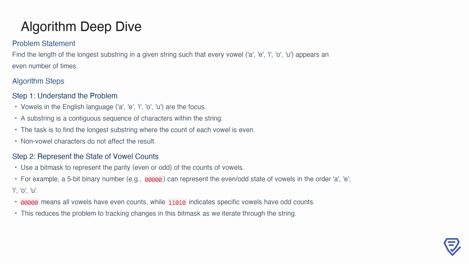Imagine using a 5-bit binary number, where each bit corresponds to one vowel in the order A, E, I, O, U. For instance, the bitmask 00000 indicates that all vowels have even counts, while 11010 would mean that some vowels have odd counts and others have even counts. By updating this bitmask as we process the string, we can reduce the problem to efficiently tracking changes in these states to find the longest valid substring.